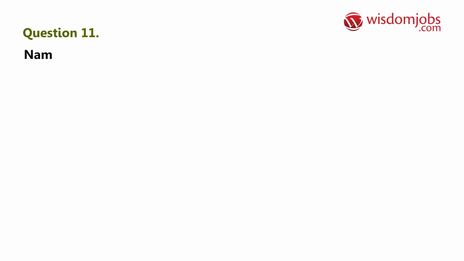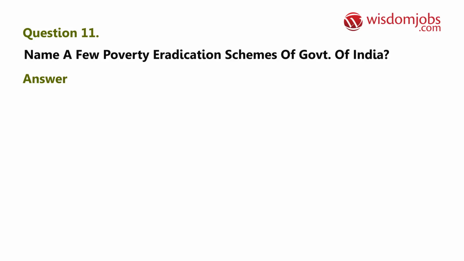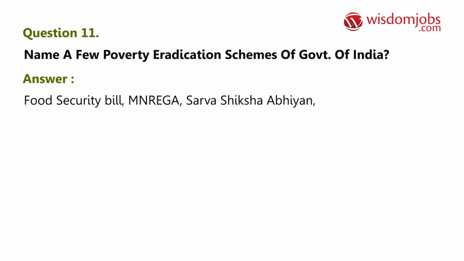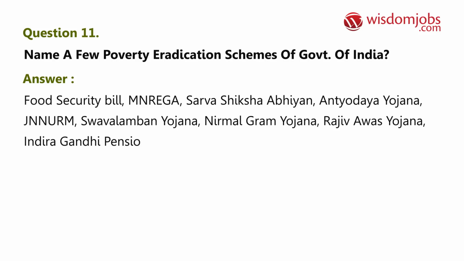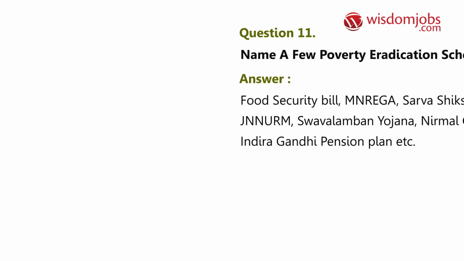Question 11. Name a few poverty eradication schemes of Govt of India. Answer. Food Security Bill, MNREGA, Sarva Shiksha Abhiyan, Antyodaya Yojana, JNNURM, Swavalamban Yojana, Nirmal Gram Yojana, Rajiv Awas Yojana, Indira Gandhi Pension Plan etc.